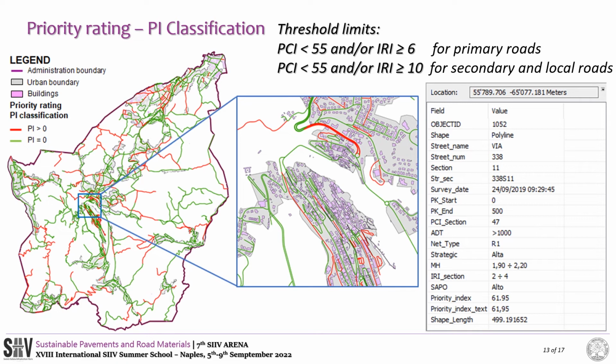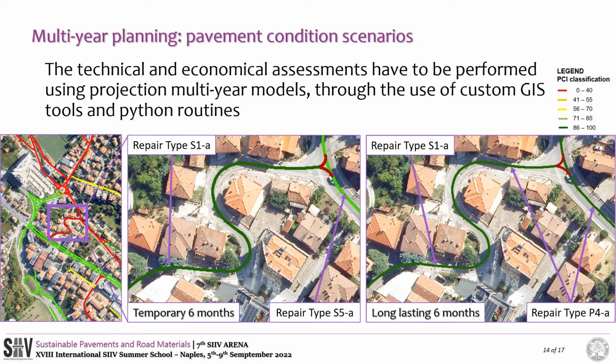All the priority sample units have to be investigated at the project level to identify the specific maintenance strategy for the road network and for each area to be repaired. The multi-year planning was performed using custom GIS tools and Python routines to graphically see the current pavement condition and its evolution over time on the map. As you can see in the following slide, it's possible to create different scenarios on the map, thanks to comparing the different maintenance strategies applicable to the road network.